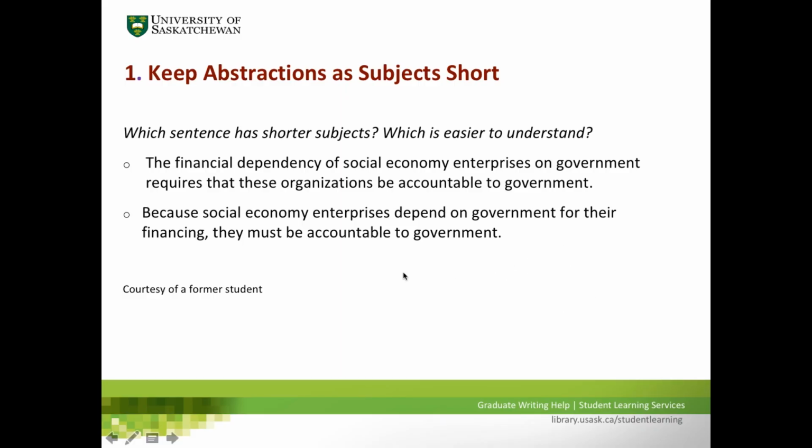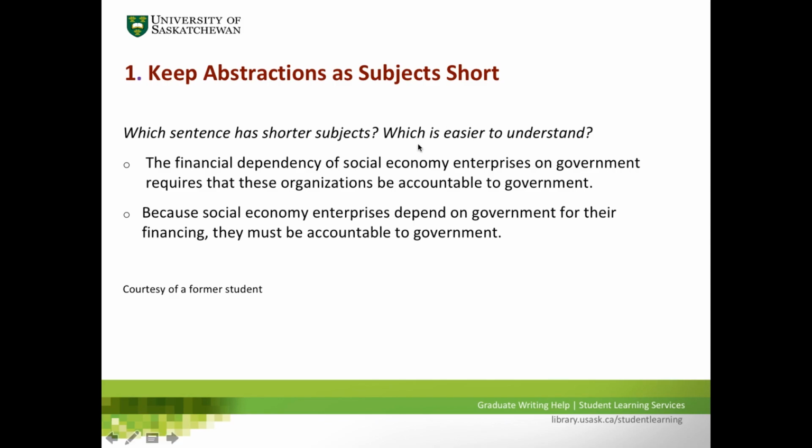Okay, so you probably noticed that the first version has the longer subject. It actually starts with the and it goes all the way down to government. So it's 9 or 10 words. And that is too long, really, because you lose your reader by the time you get to the end of the subject.